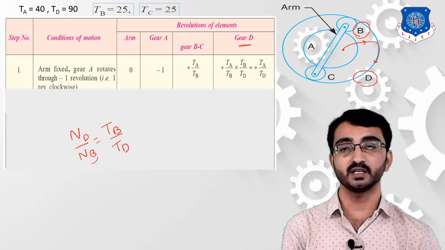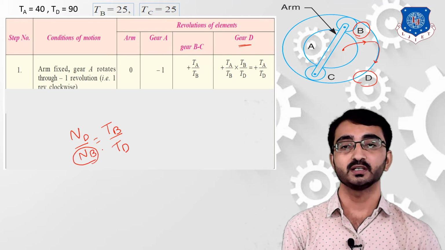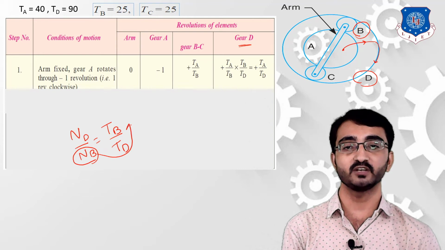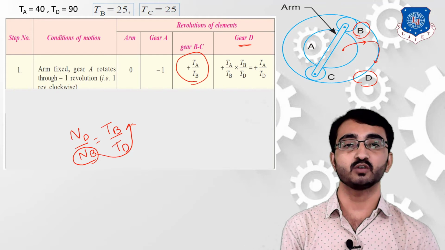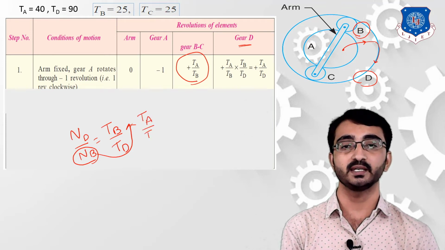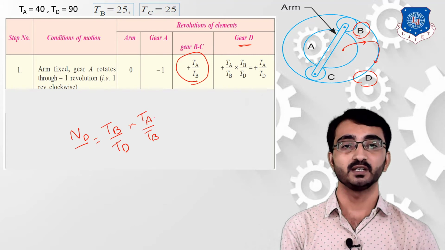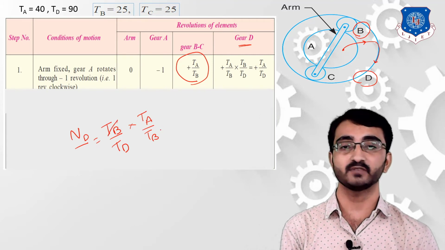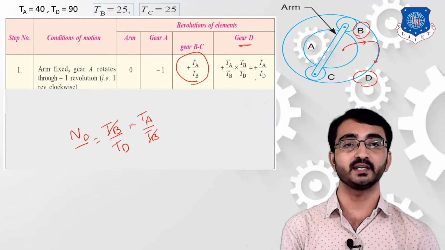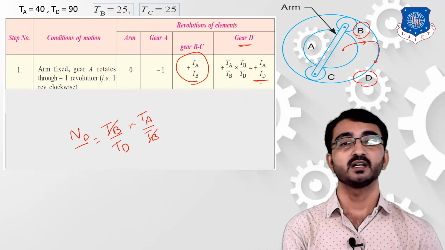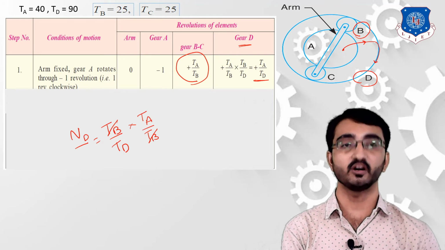Now we have to multiply this with the speed of gear B. Your equation for speed of gear B is equal to TA by TB, so we have to simply multiply this equation with TA by TB. Your final equation will become TB by TD into TA by TB. The number of teeth of gear B cancels out, so your final equation will become TA by TD. In this way we can derive the equation for the speed of gear D.